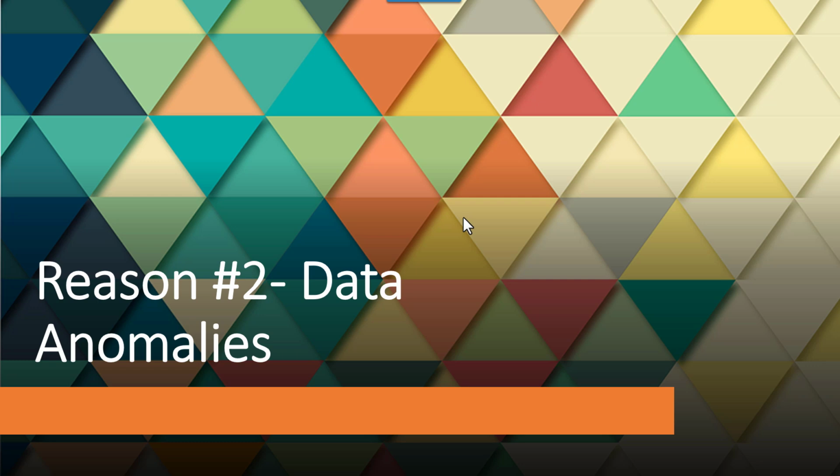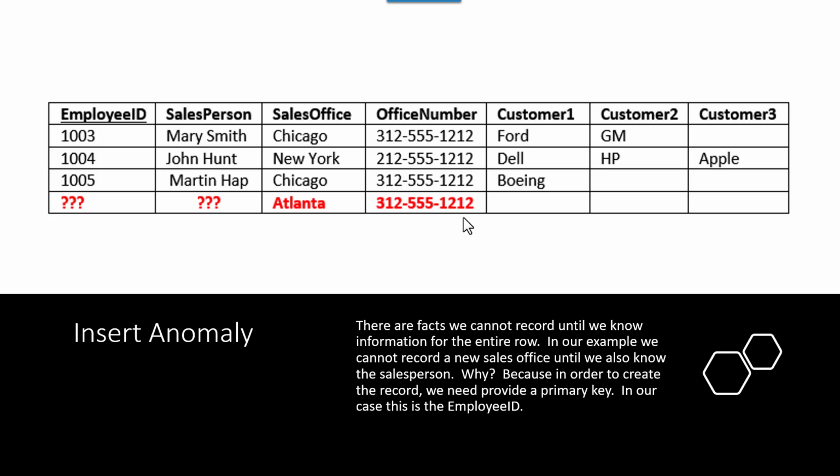Also, there's data anomalies. Okay, anomalies, what are we talking about here? These are those modification issues I was talking about. So let's go through some of these data anomalies that can creep into our data. So the first would be an insert anomaly.